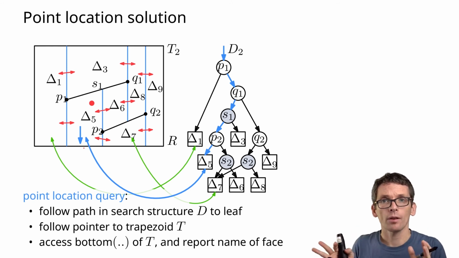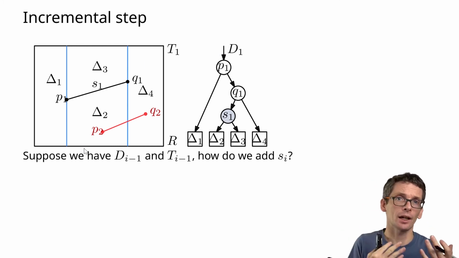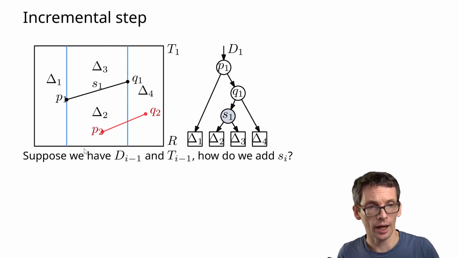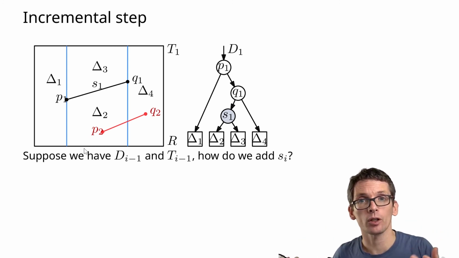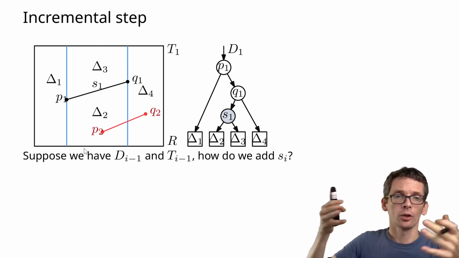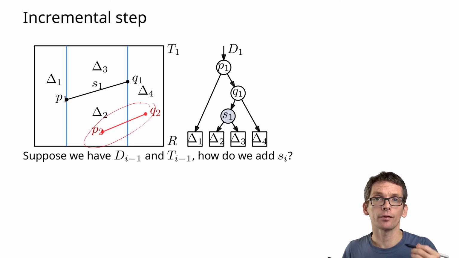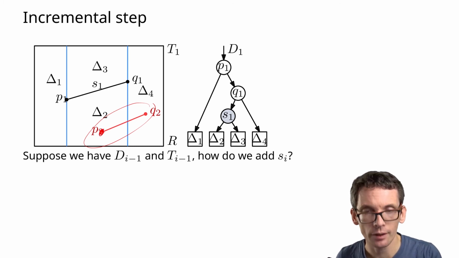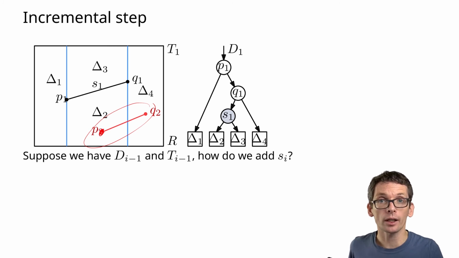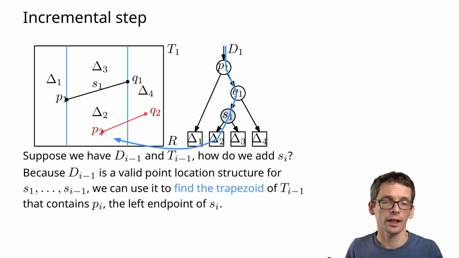Now, what we have to think about is, how do we update these structures? So given delta i minus 1 and given T i minus 1, how do we add S i? What we're going to look at next is how to update the vertical decomposition. So how do we go from T i minus 1 to T i? I want to add this edge, and the first thing that I do is find the trapezoid that contains the left endpoint. How do I do that? I can use point location. So using point location, I find the trapezoid containing the left endpoint.